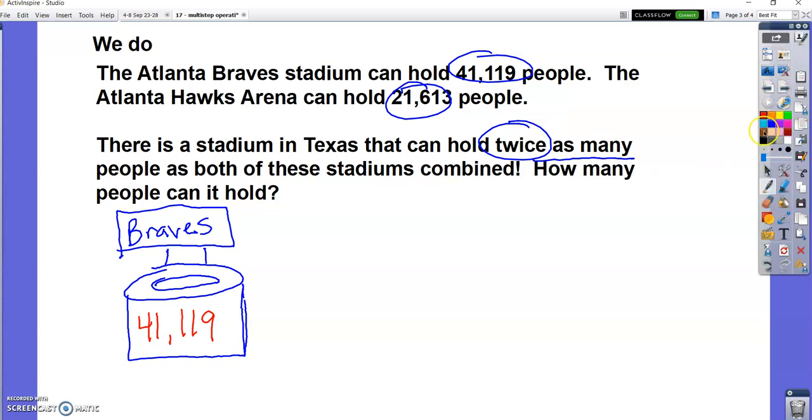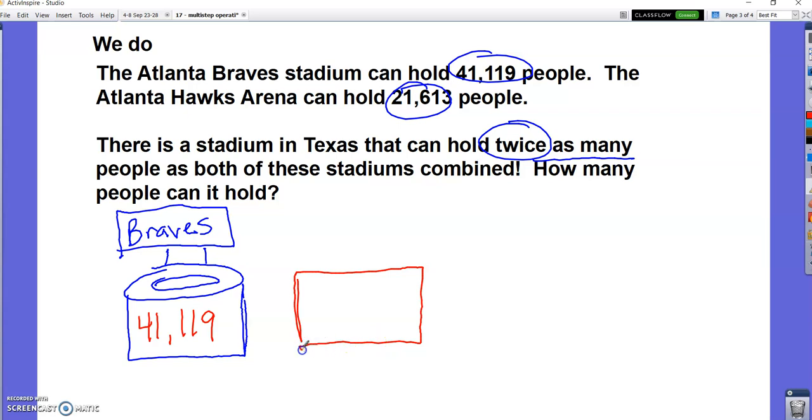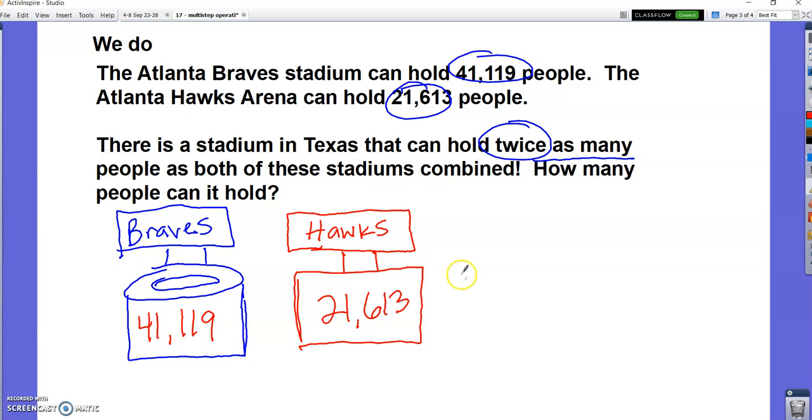The Hawks Arena, I'm going to play it safe here and just draw a rectangle so I don't end up with another disastrous drawing. The Atlanta Hawks Arena, that's the basketball team if you don't know, I like them. Has a Hawk sign on top, obviously. Can hold 21,613 people. Okay, I didn't really do anything with that. I just drew it because I knew it.